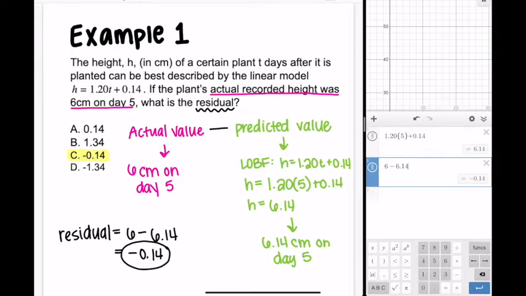So what this tells us is that the plant was predicted to be 6.14 centimeters, but it was only 6 centimeters in reality. So that plant was 0.14 centimeters less than, because it was negative, it was 0.14 centimeters less than what it was predicted to be.